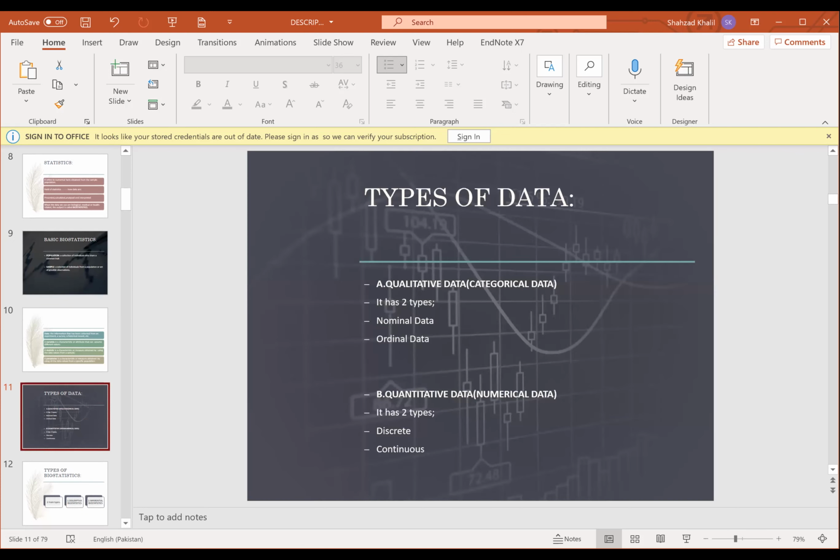Types of data. One is qualitative data, also known as categorical data. It includes nominal data and ordinal data. The second is quantitative data, also known as numerical data, which includes discrete and continuous data. I'm not going into detail because one of my respected colleagues already discussed this yesterday in great detail.